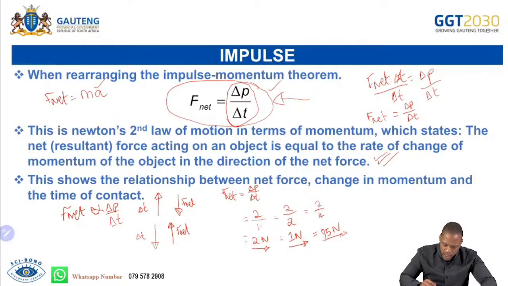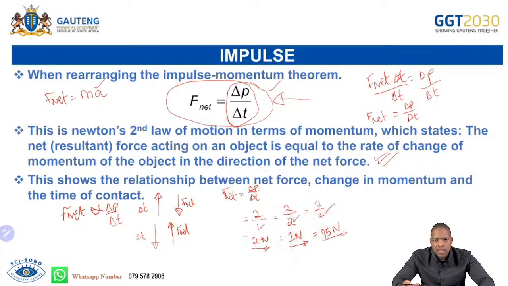As you can see here, if we started from 1, we increase from 1 to 2. We keep on increasing the time of contact. What happens to the force? It decreased from 2 to 1. We increase the time of contact to 4. What happens to the net force? It decreases again from 1 to 0.5. So the more we increase the time, the more we are going to be decreasing the what? The force. And it actually works the other way around.